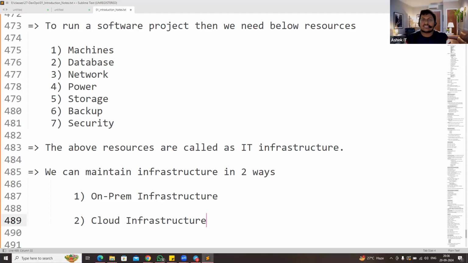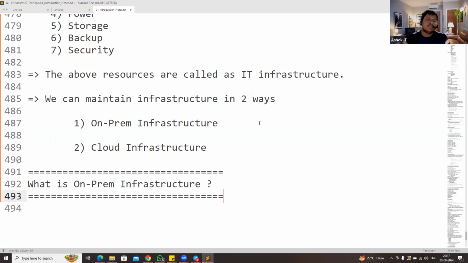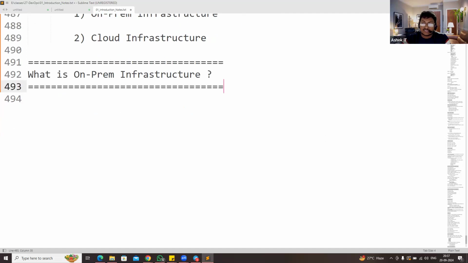Whatever the resources that are required in order to run our application, those resources are called infrastructure. That infrastructure we can maintain in two ways. One is called on-prem infrastructure, and the second one is called cloud infrastructure. So what do you mean by on-prem infrastructure? What is the meaning of on-prem infrastructure?